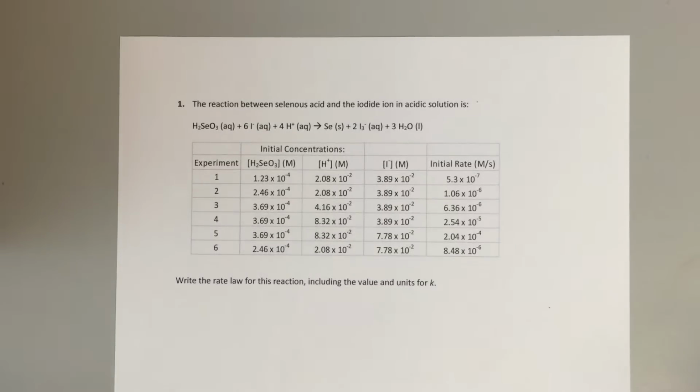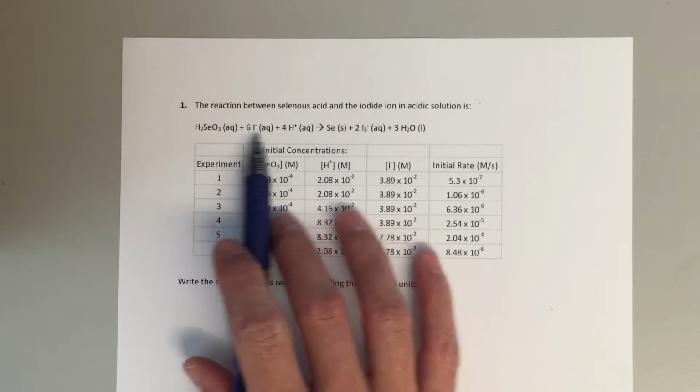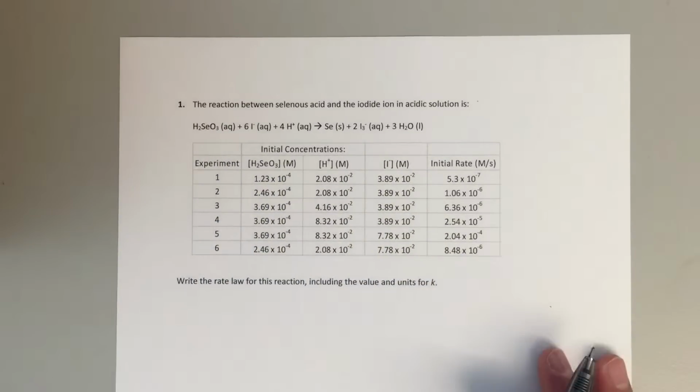Okay class, so here is the explanation video for this initial rate laws problem. And this is a really classic problem, pretty standard I would say. And this one's a little bit more complicated because we've got a lot of data and I've got 3 different reagents in my problem.